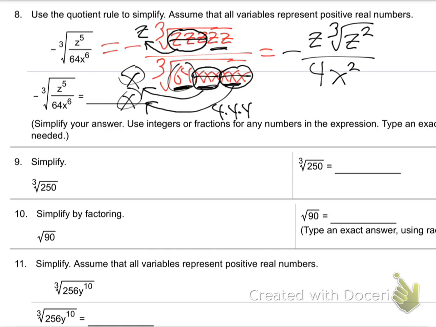Nothing left over, whereas in the top the root stays because we had 2 z's left over that stayed inside. So there's our answer. Let's try number 9 down here.